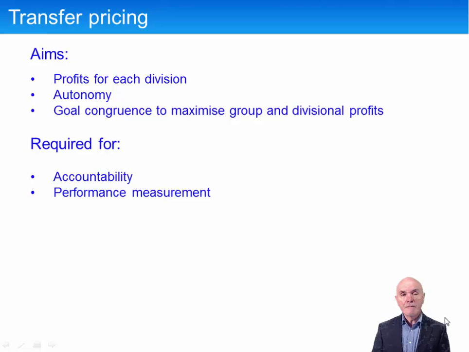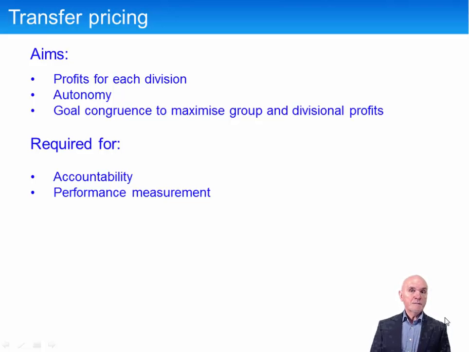Secondly, autonomy. What you don't want in a divisionalized situation is to say to a manager, well, you are in charge of this division, and then head office keeps coming back and interferes with what that manager is doing. The manager feels very disillusioned and so on. What you want to do is to set a transfer price and then go away and hope that the managers make the right decisions. And they make the right decisions if they achieve goal congruence.